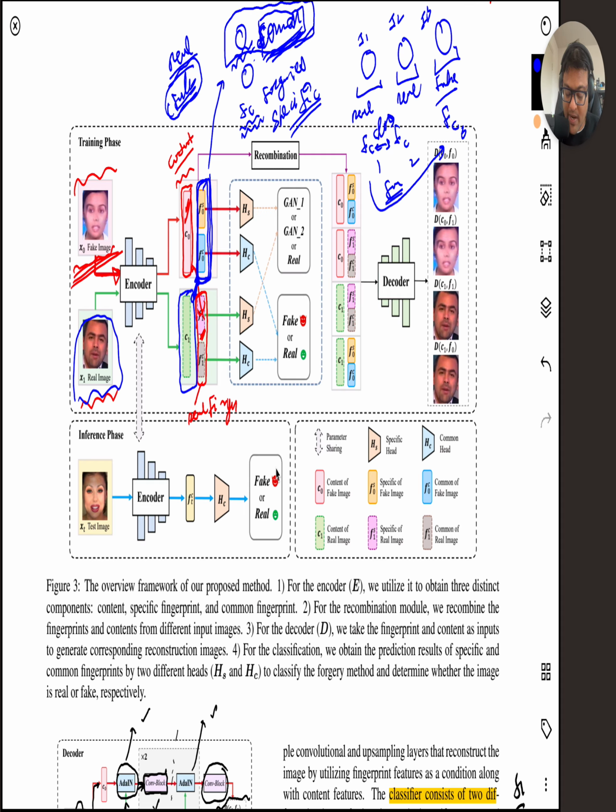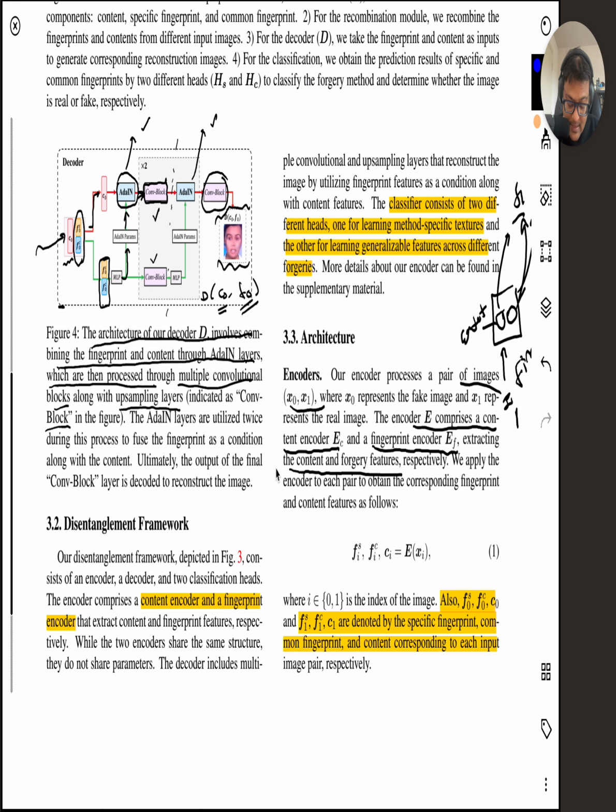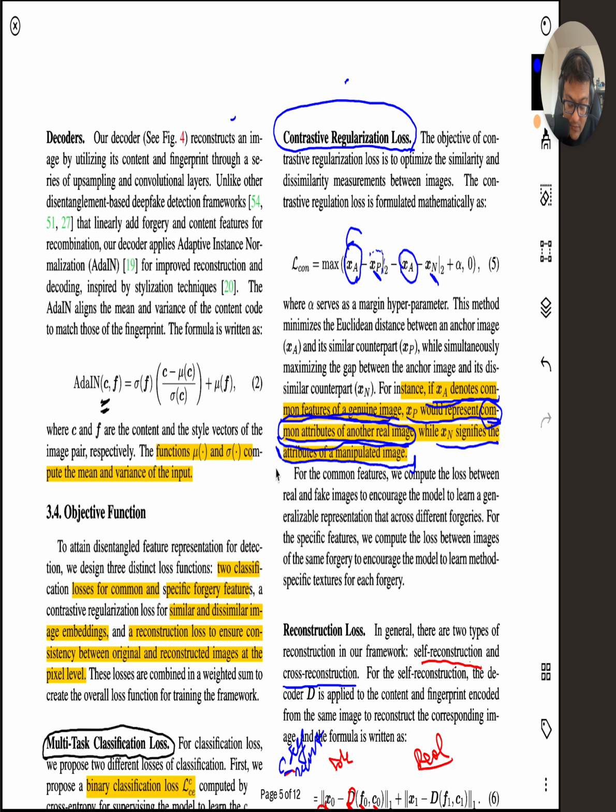Because you're trying to generate these sorts of common features. So the features for all the real images should be close, and features for all the fake images should be close, and the features for real and fake images should be far apart. So this is the constraint which they are imposing, and they call this constraint the contrastive regularization loss, which is the type of thing they are trying to do here.